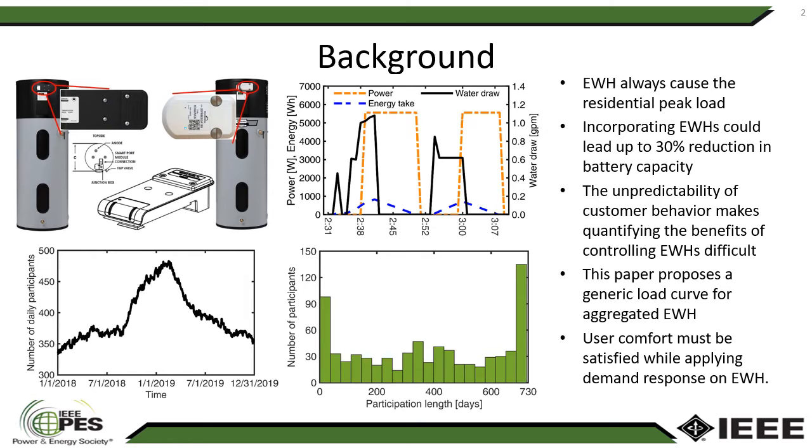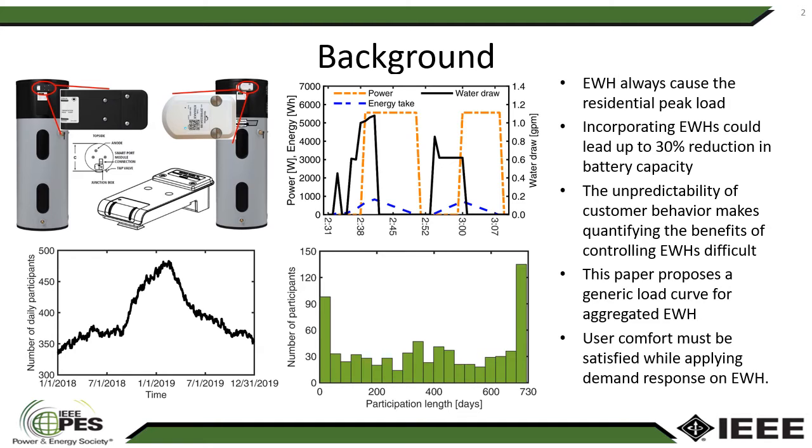However, the unpredictability of customer behavior makes quantifying the benefits of controlling the electric water heater difficult, as the user comfort must be met by keeping the hot water temperature above a certain level, typically 150 Fahrenheit. In this paper, we propose a generic load curve for the aggregated electric water heater power and the dynamic monitoring for the water tank temperature.